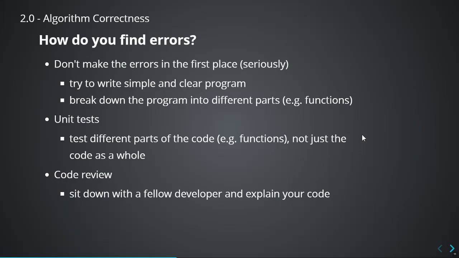So how do we do that? How do you find errors in an algorithm? The best way is probably to not make any mistake in the first place. Like, seriously. Try to write simple and clear programs that you can understand, break them down into small components, write good functions, all this stuff that you learn about writing good code. You do all that, you follow all the rules, then it will lessen the chance of you having a mistake and introducing bugs into your code.